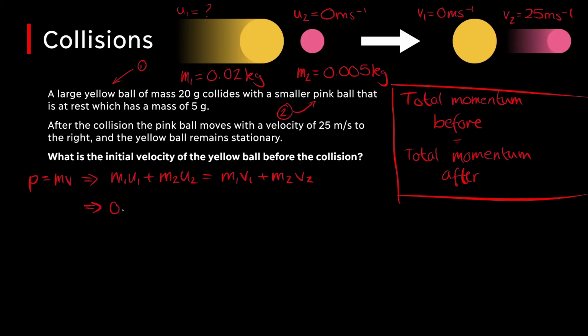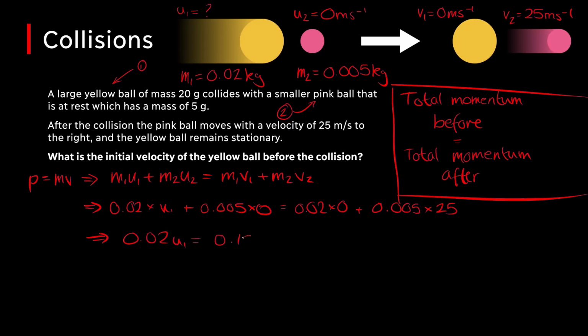That gives us 0.02 multiplied by u1, which is what we're looking for, add 0.005 times 0, is equal to 0.02 times 0, add 0.005 times 25. That tells us that 0.02 u1 is equal to 0.125, as this reduces to 0, and this also reduces to 0.